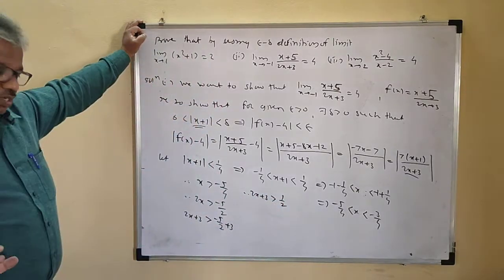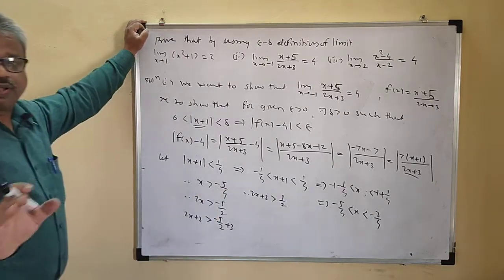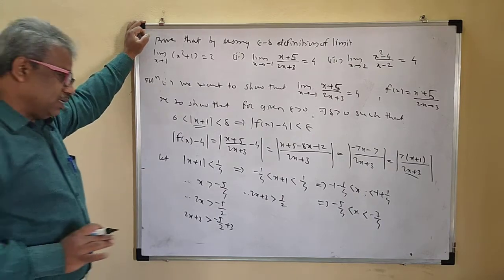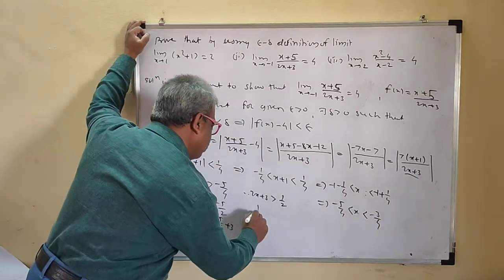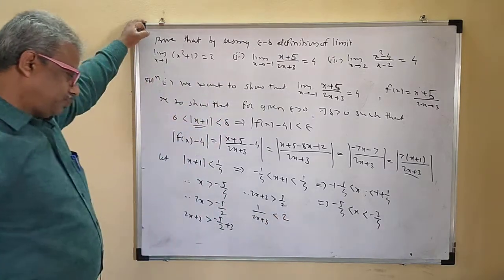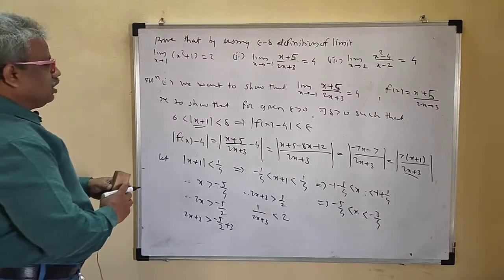See, we get a positive number here, because now your twice x plus 3 is positive. So mod of twice x plus 3 will be twice x plus 3. We'll take the reciprocal of that one. So this is what? 1 upon twice x plus 3 is less than 2 now. Okay, so this is less than 2.